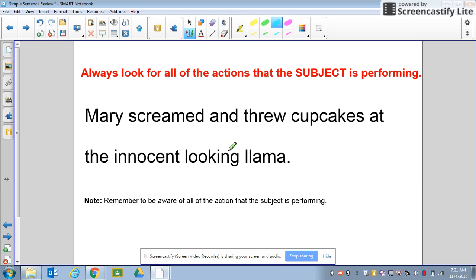Mary screamed and threw cupcakes at the innocent-looking llama. Poor llama. We got to realize who is screaming. I think this one is easy. Sorry, wrong color. This should be yellow. Mary screamed. And she didn't only scream. Remember, she threw. So we have to look at screamed as a verb and then threw as a verb. What did Mary do? She screamed and threw cupcakes at the innocent looking llama.